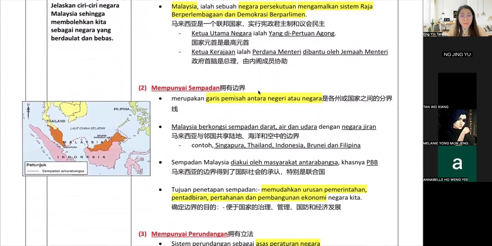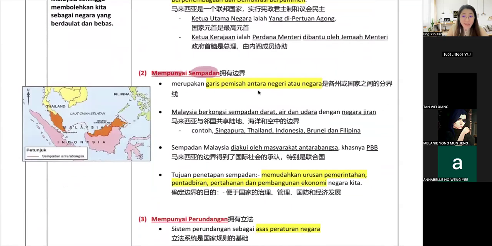Number 2, when we have the power, we have our own land, own border. Border means land. You can draw the borderline and prove that, oh, this is my area, my land. You don't cross my boundaries. You are setting the garis permisa. So sempadan is the borderline. You need to explain garis permisa antara negeri atau negara. For Malaysia, you can elaborate by saying we have the darat, air, udara. We share with all our neighbors. And all these borderlines must be recognized by international society, for example, the United Nations.